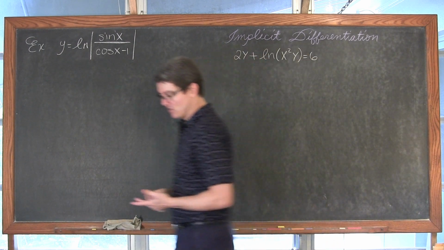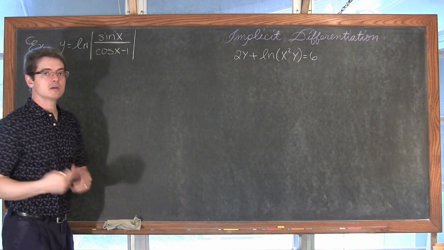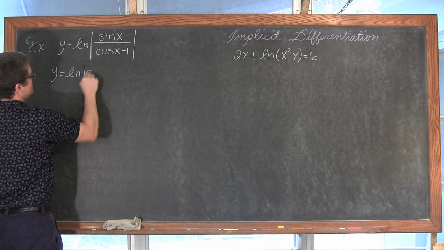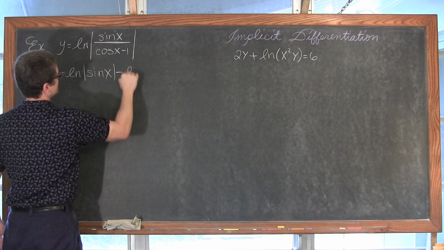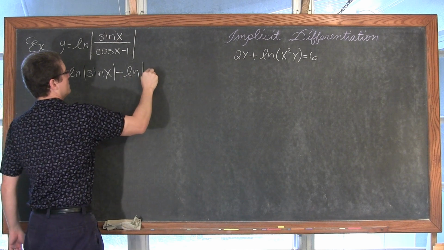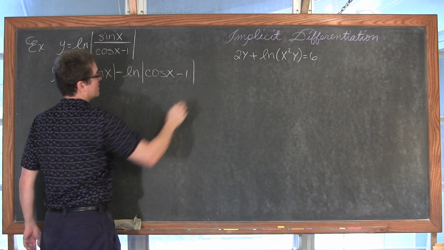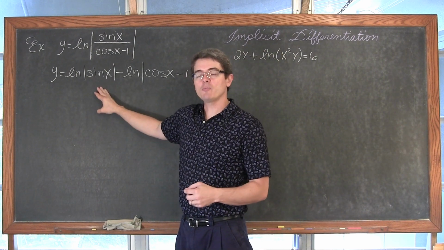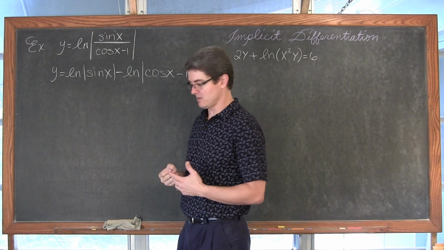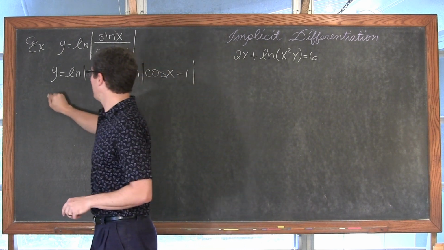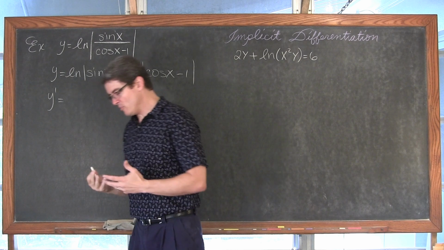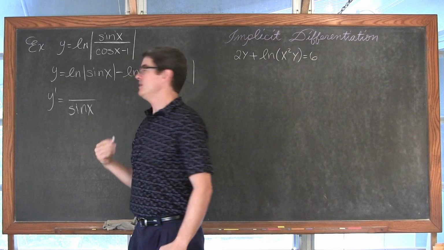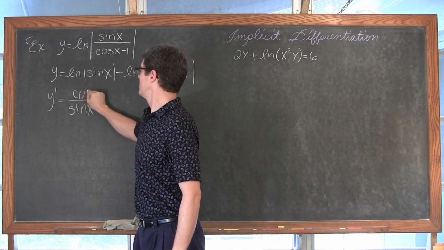So we're going to expand this natural logarithm first to separate the division to make this a little bit easier. So we have y is equal to the natural log of the absolute value of sine x minus the natural log of the absolute value of cosine x minus 1. Well, in here, our u would be sine, and our u prime, the derivative of sine, is going to be cosine. So we have y prime is, okay, u prime over u, and u is sine x, and u prime, the derivative of sine, is cosine.